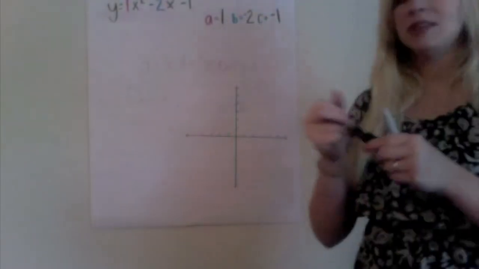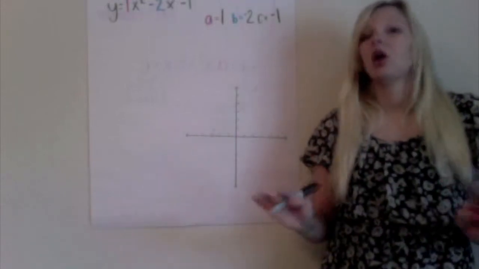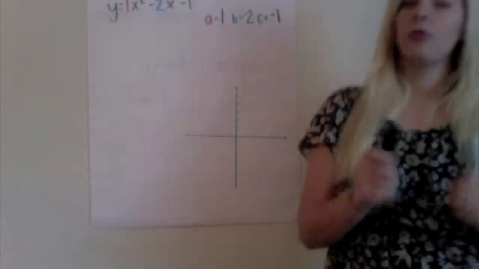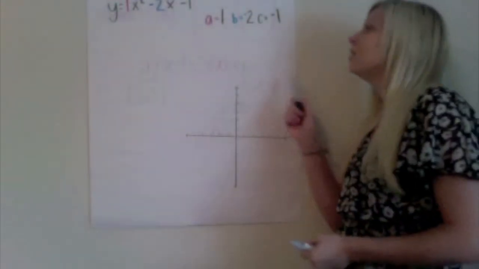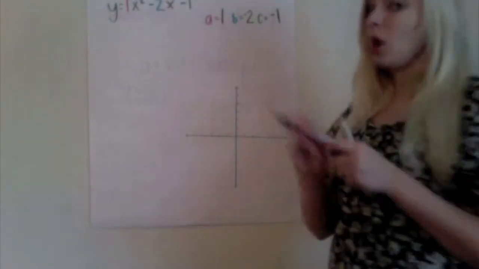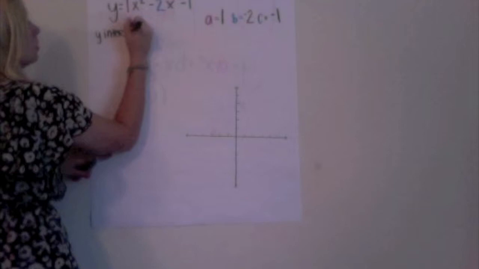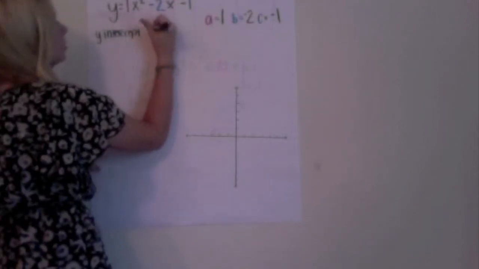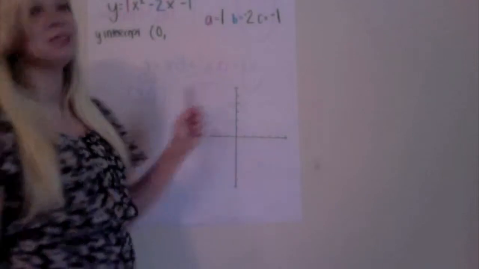Now how fantastic is that, we already have our a, b, and c. Now let's think about the first thing that we do that we know for sure. We know for sure that our y-intercept is our c. So that means we know for sure that one point on our graph, the y-intercept, is 0, comma, c, which in this case is -1.